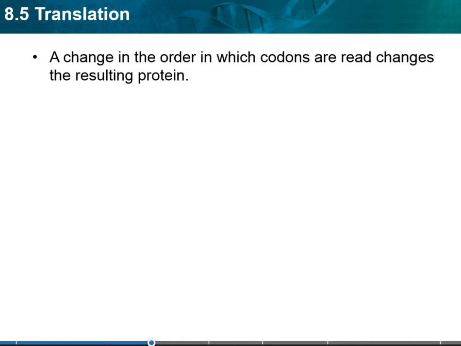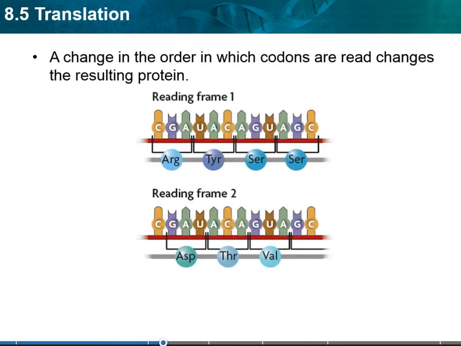A change in the order in which the codons are read changes what protein is being made. Every protein has a specific order for its amino acids. You also have a specific arrangement and structure of those amino acids, in how they bend and twist. So a change in the order of the codons will make a different protein.